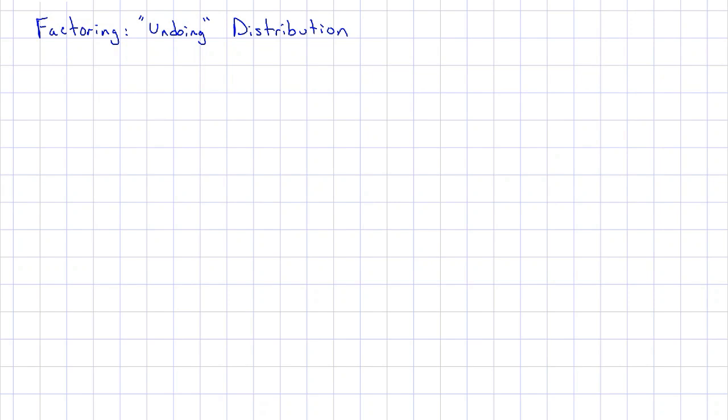Let's get started. So factoring is kind of the opposite of distribution. So we're undoing distribution. So remember, when I say distribution, I'm talking about when I have two quantities, like let's say x plus 1 and x plus 4, and I FOIL them out in order to achieve x squared plus 5x plus 4. So that's the distribution.